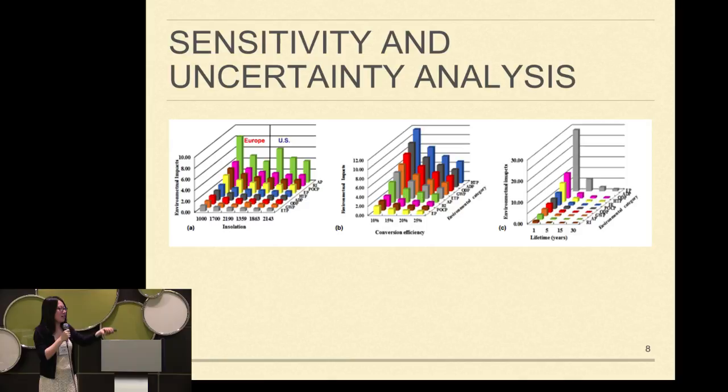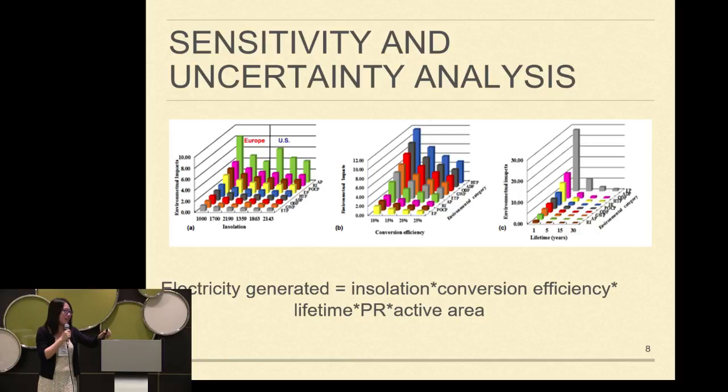Here, I want to present the sensitivity analysis, because the electricity generated from the solar cell is highly dependent on the insolation, lifespan, and the conversion efficiency. And these three factors are actually uncontrollable. So we define our functional unit as a controllable unit, and then we use these three factors in our sensitivity analysis. Based on this equation, you can see the electricity generated is linearly related to the insolation, conversion efficiency, and the lifespan. And the environmental impact is also linearly related to these three parameters.